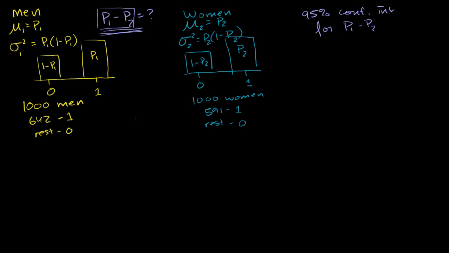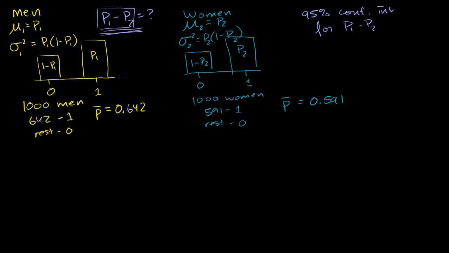Let's just make sure we understand what we just did. We could figure out a sample proportion for the men, which is really just the sample mean of this sample right over here. We have 642 ones, the rest are 0, so we have 642 in the numerator and 1,000 samples. 642 divided by 1,000 is 0.642. So you could view this as a sample mean or as a sample proportion. If you do the same thing for the women, the sample proportion is 0.591, or you can view this as the sample mean of this sample of 1,000 women, where the ones voting for it are 1, the rest are 0.